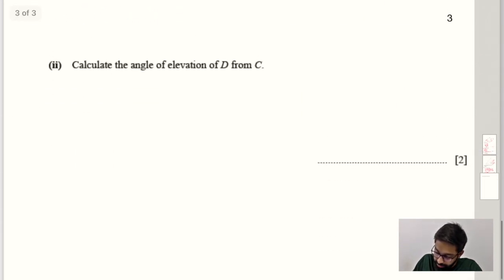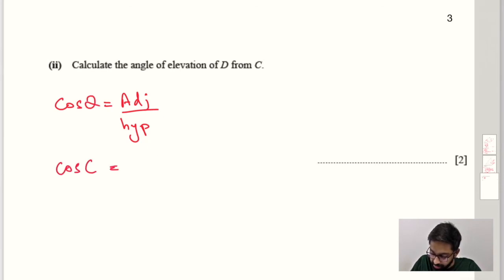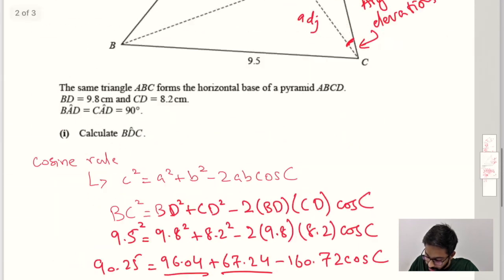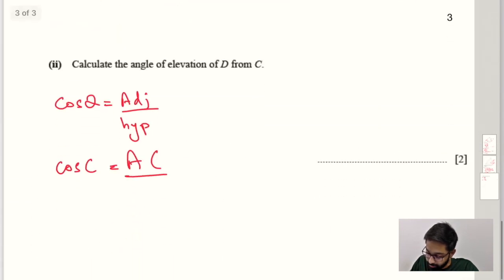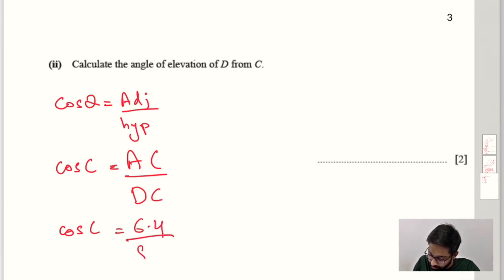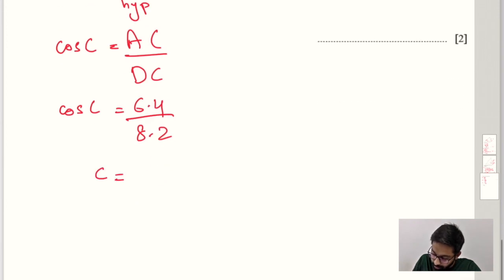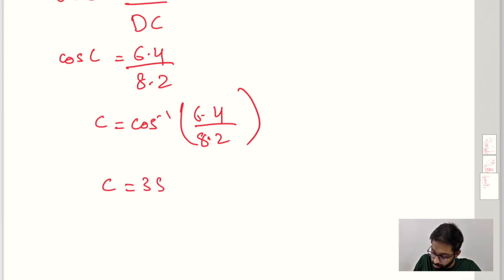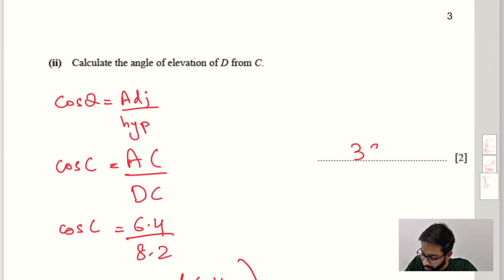So when you have an adjacent and a hypotenuse, you use cos theta. So in this case, cos C is what we are looking for. Adjacent is AC, so you write AC, and the hypotenuse is DC, so you write DC. Okay, now the value of AC is 6.4 and the value of DC is 8.2. Now you find the value of C, you do cos inverse of this fraction, and the value of C comes out to be 38.7 degrees. That is your answer.